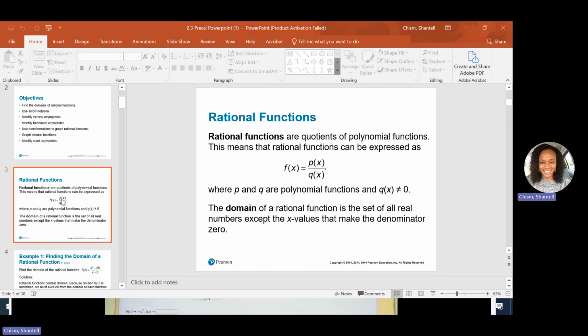That means that the rational function can be expressed as some polynomial p of x over some polynomial q of x. The domain of a rational function will be the set of all real numbers except for the values of x that will make that denominator 0, because we do know that division by 0 is undefined. So we will have to exclude those values that make 0 in the denominator from our domain.